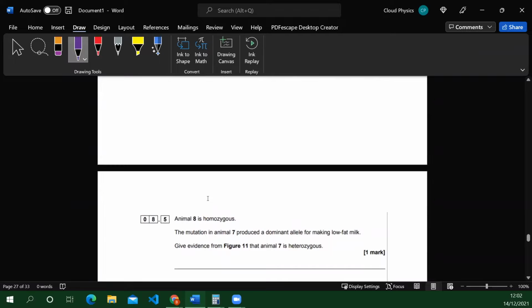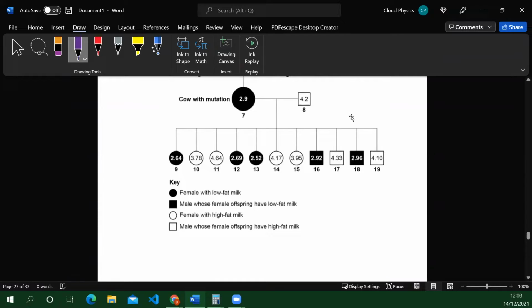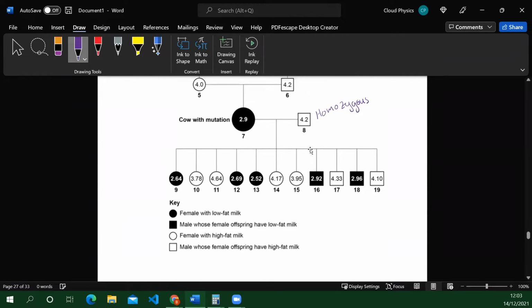Animal 8 is homozygous. The mutation in animal 7 produced a dominant allele for making low-fat milk. Give evidence from figure 11 that animal 7 is heterozygous. But animal 8, okay, this one is homozygous. All right, let's put a note next to it. Homozygous. Okay, so it was a male cow, and this was a female cow.